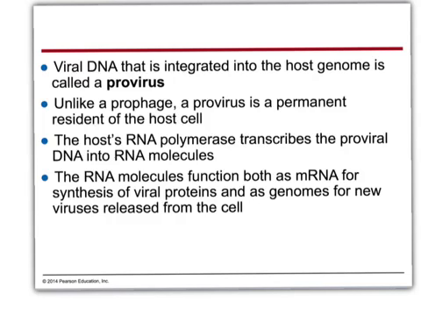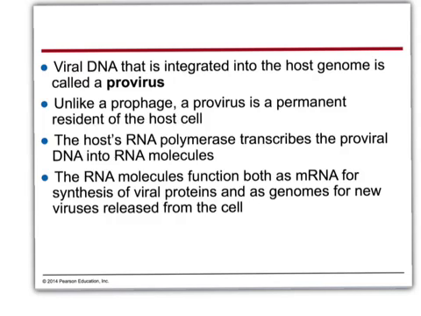That genome gets passed on. Okay? So, what do we call that in bacteriophage? That piece of DNA that gets integrated? It's called a prophage, right? In animal viruses, we call that a provirus. Sounds pretty familiar, right? Okay? Unlike a prophage, though, a provirus is a permanent resident of this host cell. It now becomes part of the host cell genome. Okay, it doesn't go away.